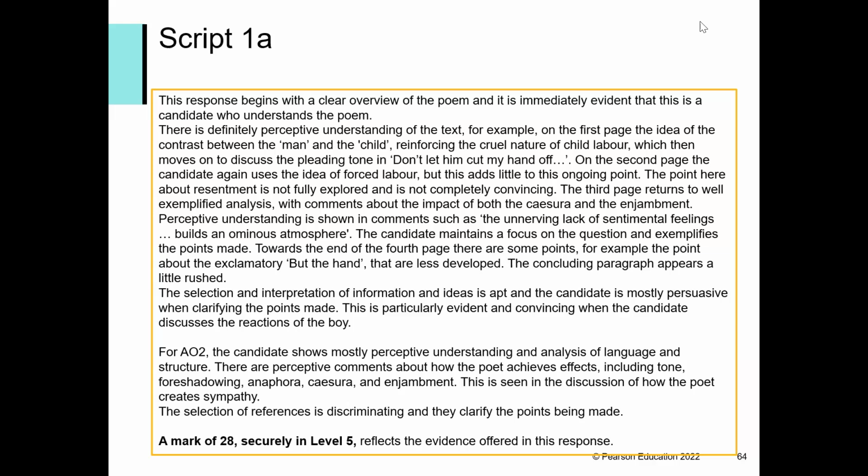If we're thinking about everything this candidate does, it's all pretty sound, isn't it? Mostly perceptive understanding and analysis of language and structure. So a fair mark for this is a mark of 28, securely in level 5, not quite at the top of level 5. Okay, but hopefully a very nice, enjoyable script to have a read of there.